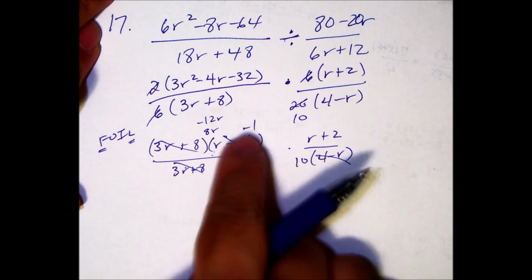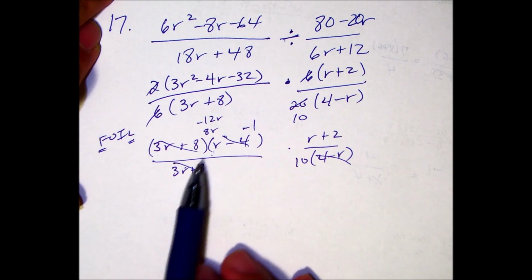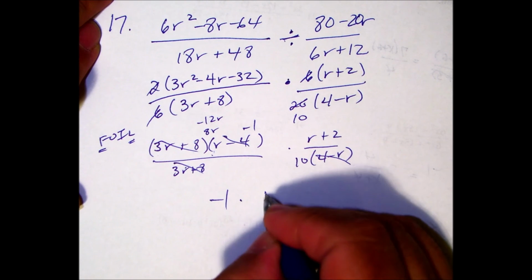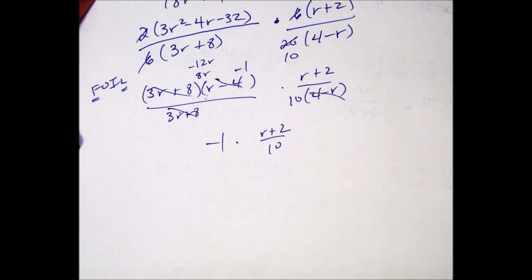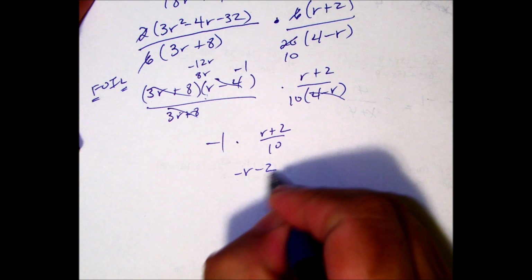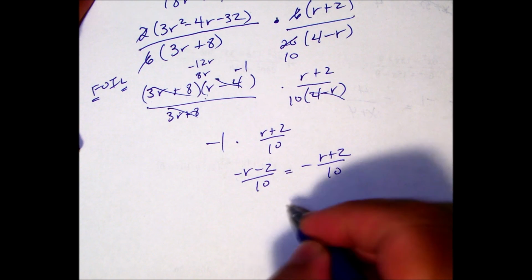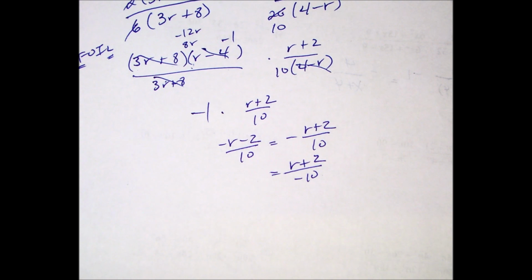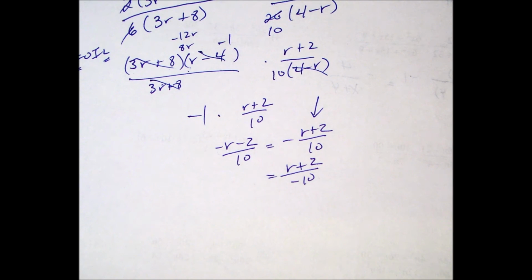It doesn't matter where you put it. Negative 1 could go in the denominator or the numerator. So I'm left with a negative 1 and r plus 2 over 10. You can put that negative 1 anywhere you want. You can do negative r minus 2 over 10, or just negative in front of r plus 2 over 10, or you can put it in the denominator, r plus 2 over negative 10. Which one's the best one? It doesn't really matter. I personally like this one, but that's not a big deal. All right, that's it.